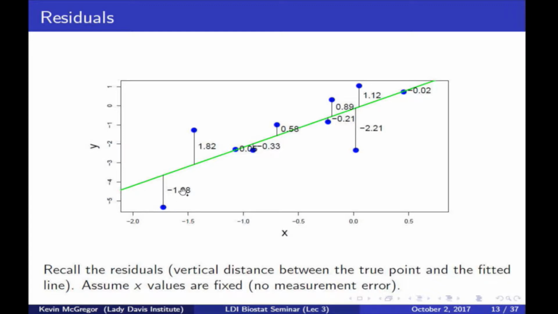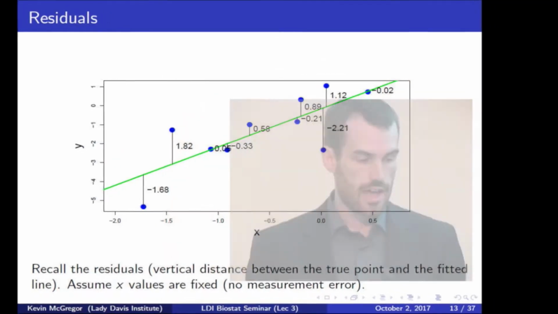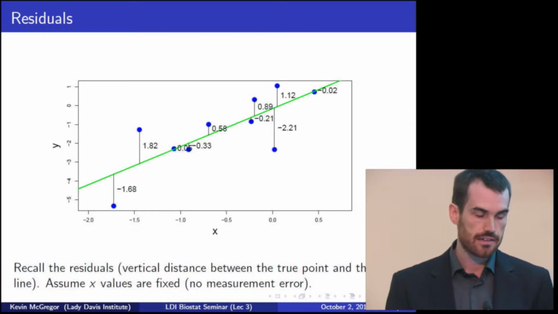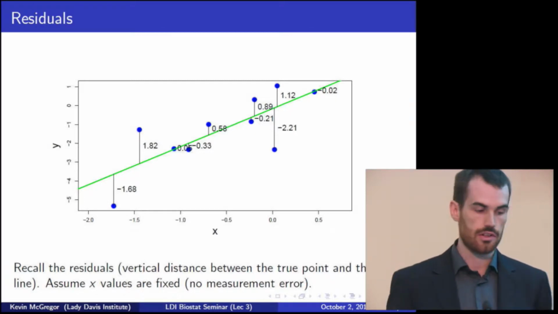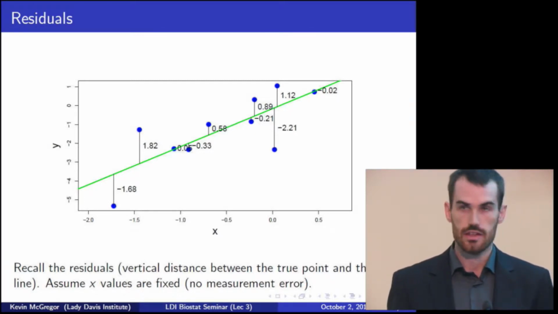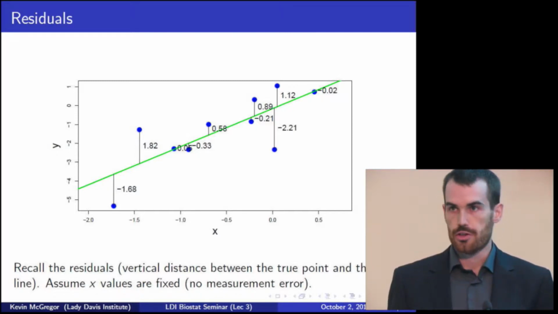So as before, if you fall below the line, then you're going to have a negative value, and if you fall above the line, you're going to have a positive value. One assumption that gets made when you do this, because you're only looking at the vertical distance, is that you're assuming that the x values are fixed. And by fixed, I mean that you're assuming that there is no measurement error in the x variable. Well, that's something that is probably not going to be true.